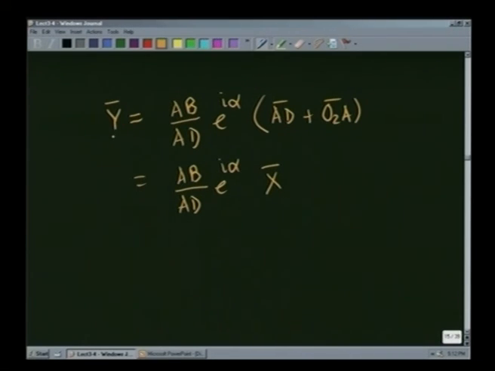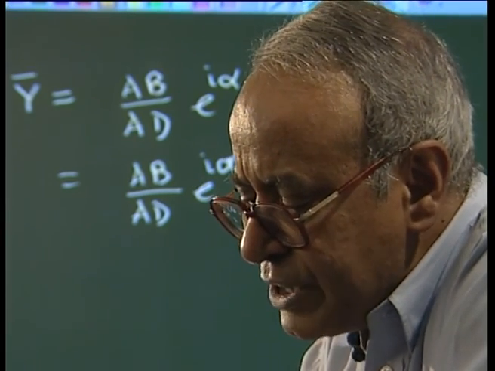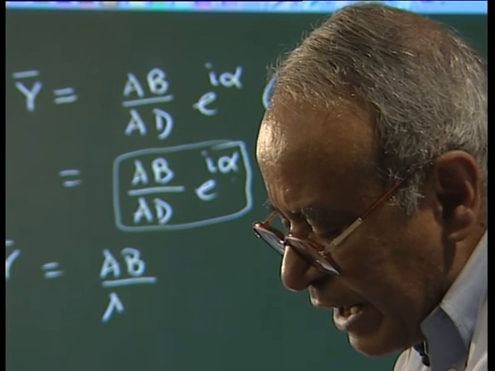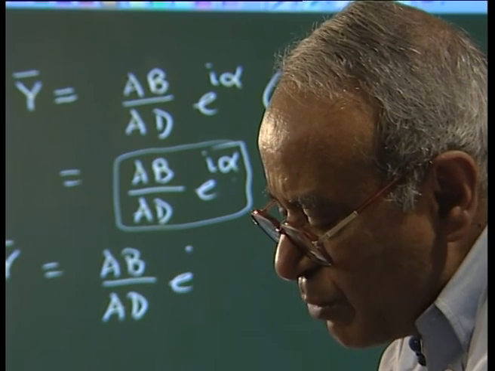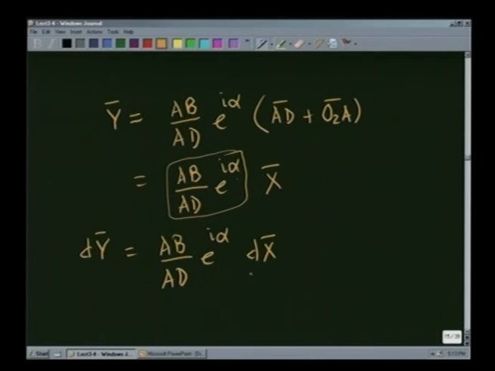Y is changing with time, x is changing with time, but the link lengths AB, AD and the angle alpha of that triangle are not changing with time. So, this factor is a constant independent of time. So, the movement of the point dy, I can write AB by AD into e to the power I alpha into dx, where dx represents the movement of the vector x and dy represents the movement of the vector y.